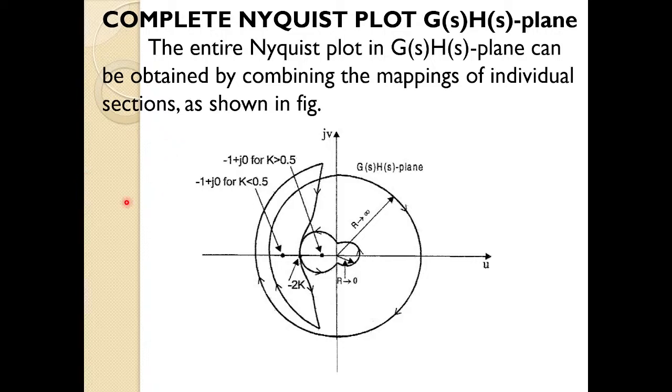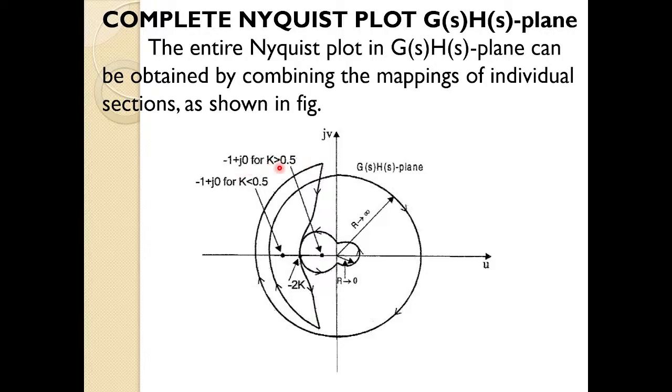Simply what you do in stability analysis is assume K less than 0.5. When K is less than 0.5, you just mention that the contour crosses the real axis in between minus 1 plus j0 and the origin, and it rotates clockwise twice. Hence, the system is an unstable system. That's it. Now let us go to the second case, when K is greater than 0.5.